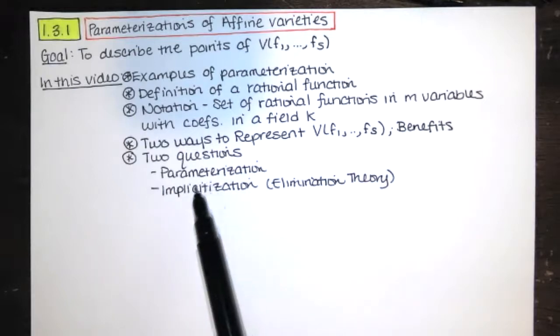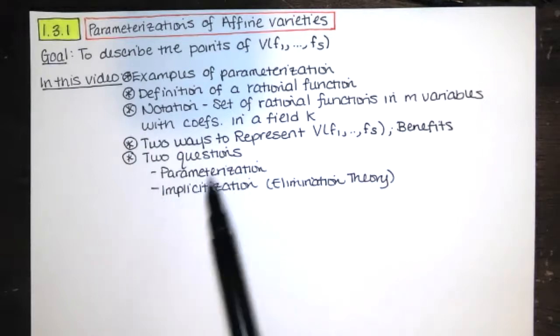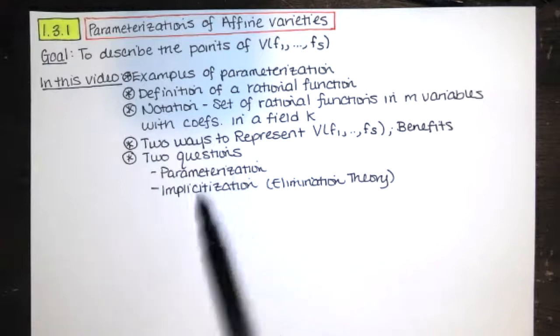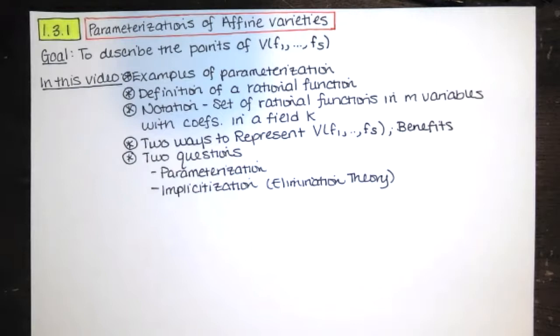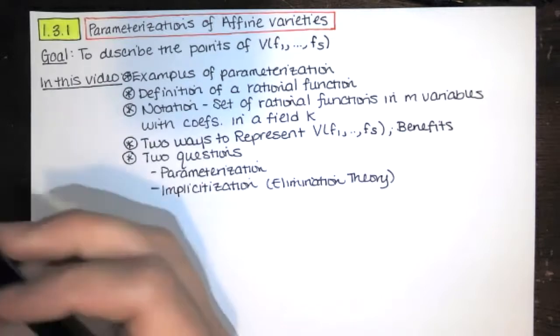If you have what ought to be a parameterization of something, can you find the original polynomial functions, f sub 1 through f sub s, if that parameterization, or if those stated equations involving rational functions, actually leads to a system of polynomial equations that we can use to define an affine variety V? Okay, so let's just look at some examples of parameterization.